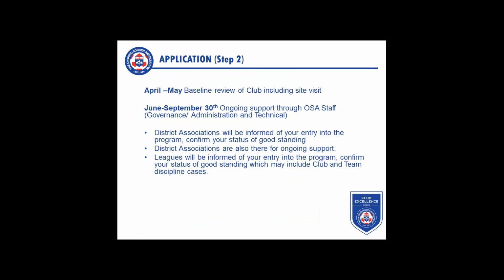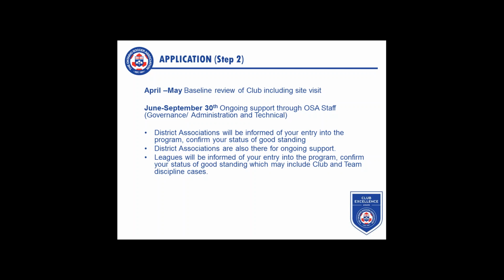But OSA staff will visit all clubs who submit a letter of intent and plan on completing the Club Excellence application. We will go out to each club and visit you on site at your clubhouse, your club office, and go through the Club Excellence scorecard. There you can submit documents if you like, but other documents will be sent in via email. So from June to 30th will be ongoing support from the OSA staff for governance, administration, and technical criteria. During that time, we can also do additional visits if need be. And we also provide ongoing support through those months via email or phone calls.